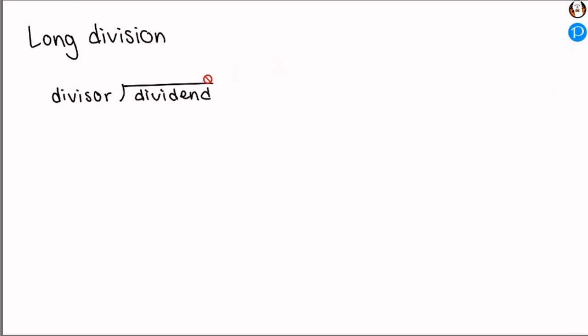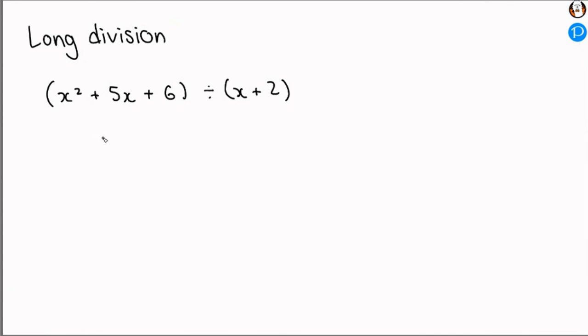We can use long division to divide polynomials. We're going to put the polynomials in the format of the divisor on the outside and the dividend on the inside. Let's start off with an example. x squared plus 5x plus 6 divided by x plus 2. Put the x plus 2 on the outside and x squared plus 5x plus 6 on the inside.